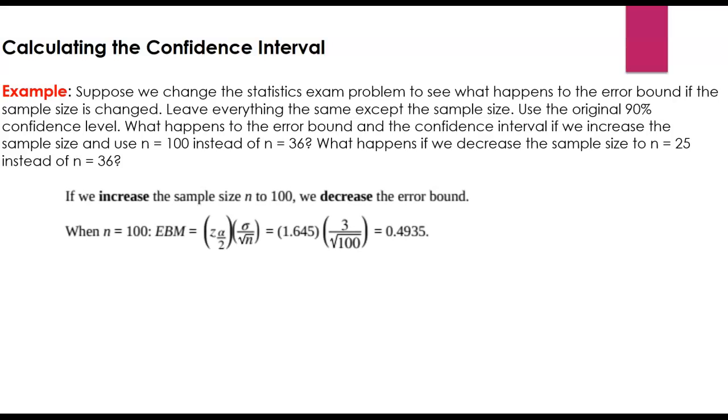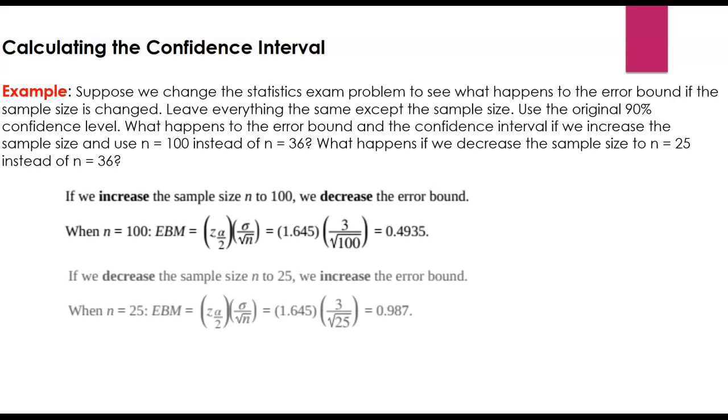So, accomplishing both of these calculations rapidly, we can see that if we increase the sample size to 100, we decrease the error bound. So n equals 100 will give us an error bound of 0.4935, while decreasing the sample size to only 25 will increase the error bound to 0.987.